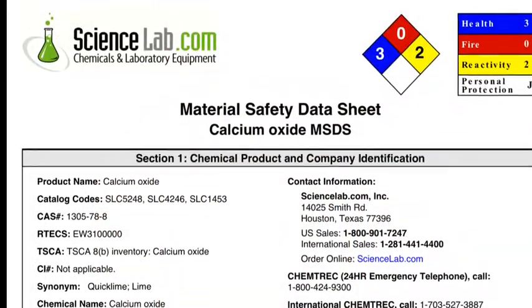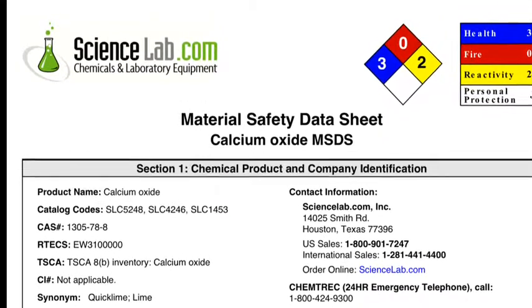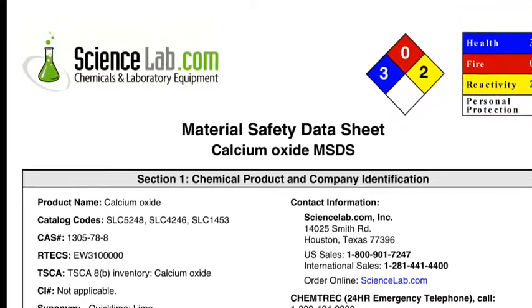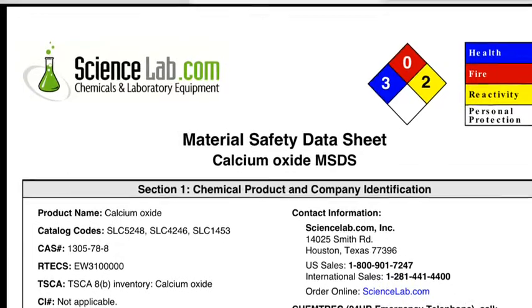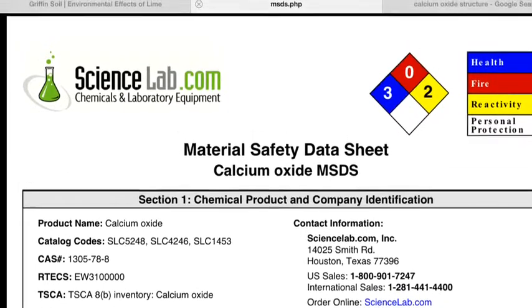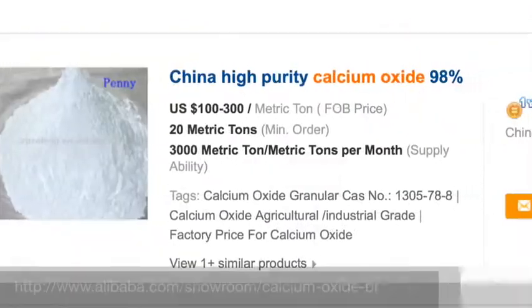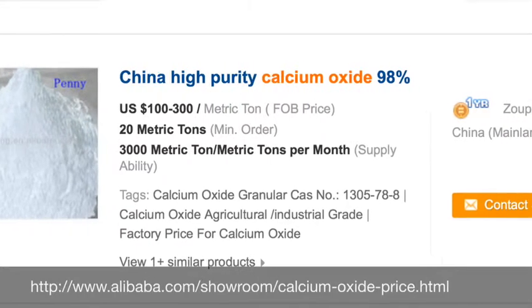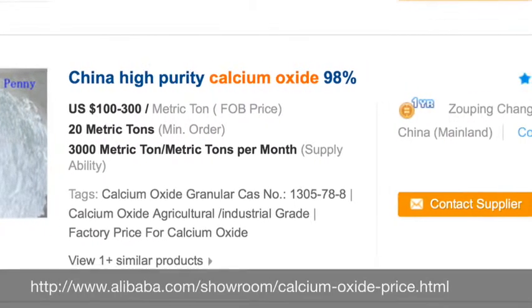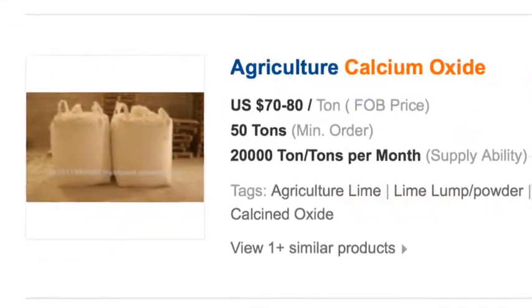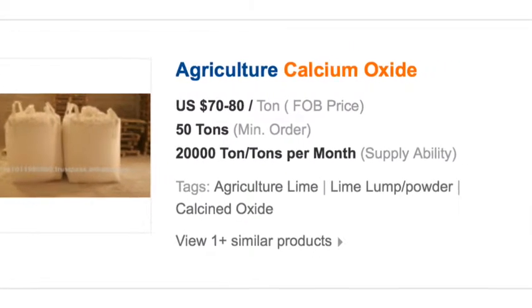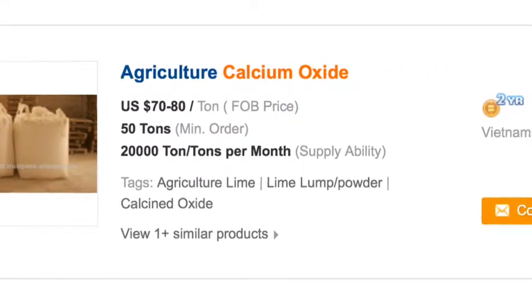This is the cover of the MSDS page for calcium oxide. In it you can find product information, hazardous ingredients, physical data, and first aid measures. As you can see, calcium oxide can only be bought in bulk but for a relatively low price. Depending on what kind you want, you can get it anywhere from $70 per ton to $300.